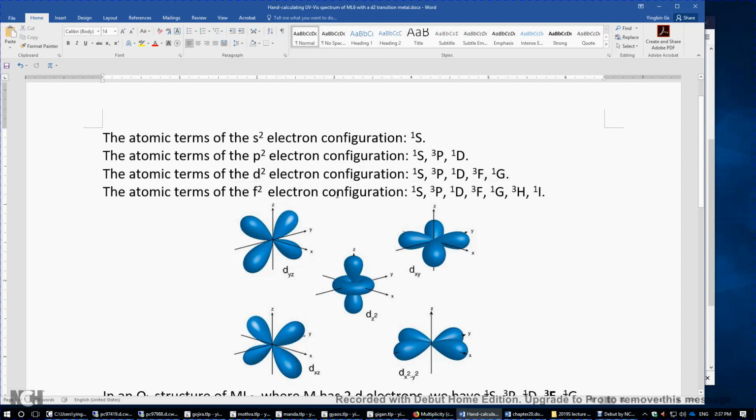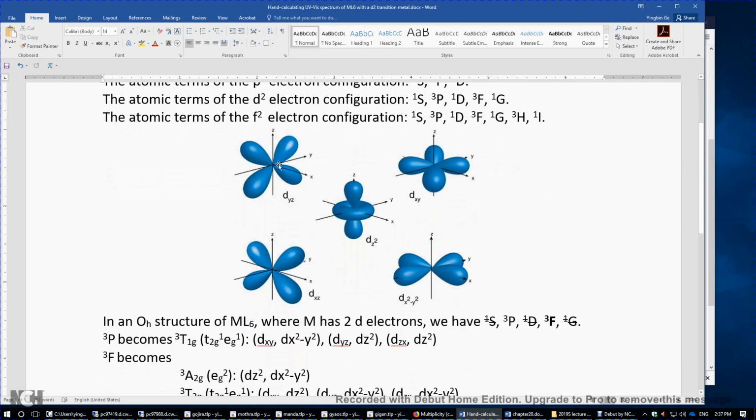So enough about these atomic term symbols. Let's look at the 5 d orbitals. First I want to show you this dz squared orbital and the dyz orbital. These two are on the same yz plane, and then these two are on the same xz plane. These 2 orbitals, dxy and dx squared minus y squared, are on the same xy plane.